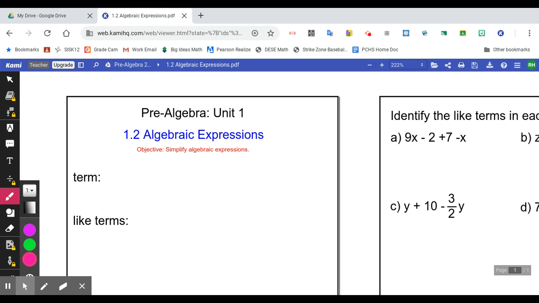Pre-algebra, Unit 1, Lesson 1.2 on algebraic expressions, okay? We're going to talk today mostly about how to combine like terms. So let's start with that.